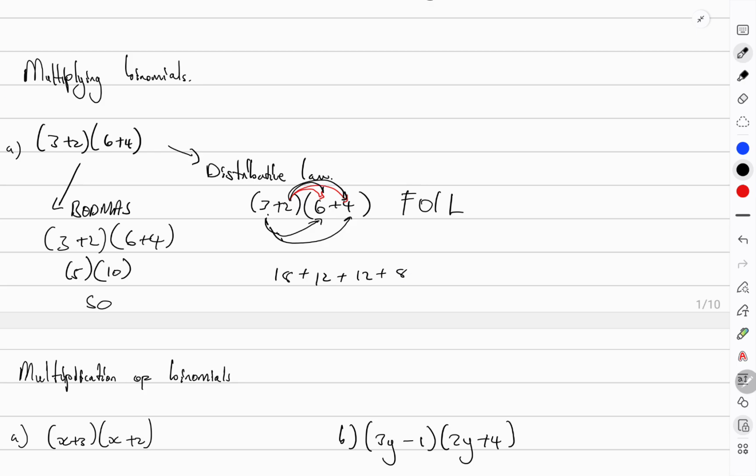What is 18 plus 12? That is going to become 30 plus what is 12 plus 8, that is going to become 20, and what is 30 plus 20, that is going to give us 50, right? I used BODMAS, I got 50. I used distributive law, I still got 50, meaning regardless the answer will still be the same, right?